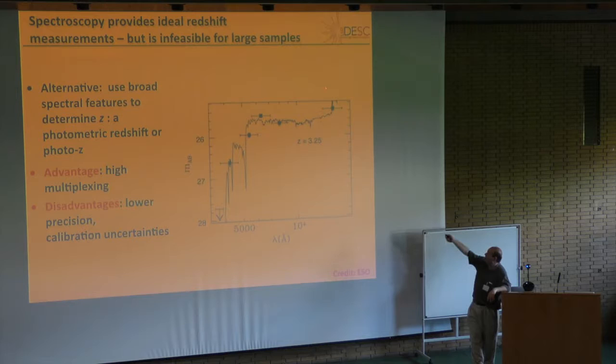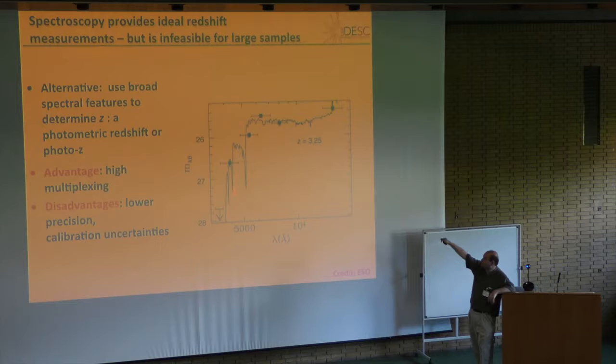If you only have imaging, you've measured the integrated flux through a filter, so that's light over some wavelength range. So you measure the average flux in different bins of wavelength. And then you can basically try to fit a model to those observations, try to determine what redshift gives the best fit for a template spectrum compared to these observations. That's one method. We'll talk about different ways of doing photo-Zs.